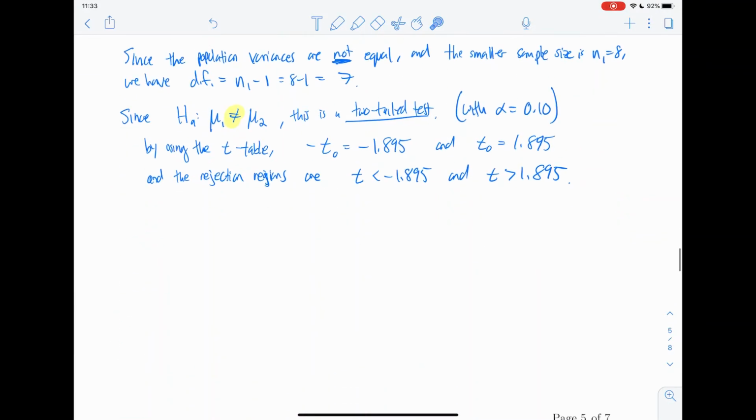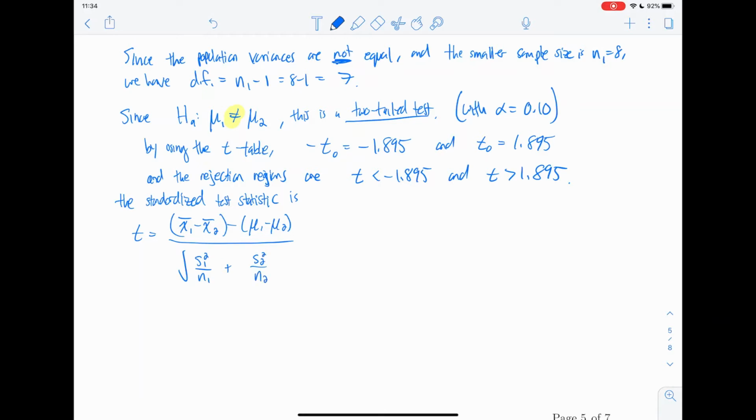Let's do that now. What we're going to do is we'll find that the standardized test statistic is, well, the formula is always the observed difference, so that's x1 bar minus x2 bar, minus the hypothesized difference, which is mu1 minus mu2, all over what would be the standard error, but given the context of the variances being different, we know that this is equal to the square root of the sample variance over the sample size, plus the other sample variance over the sample size.